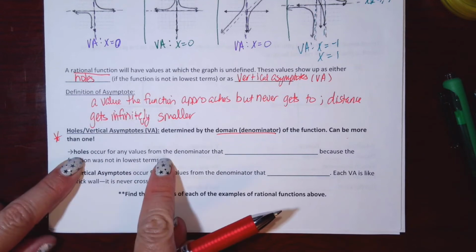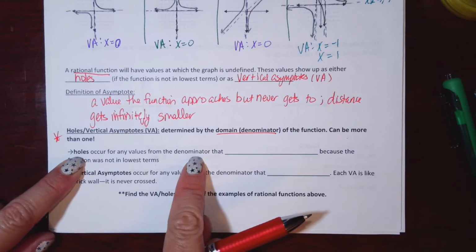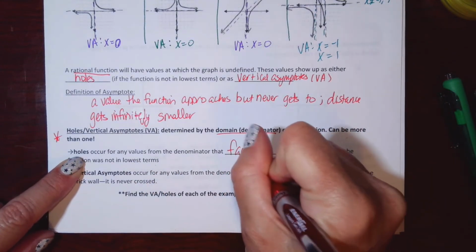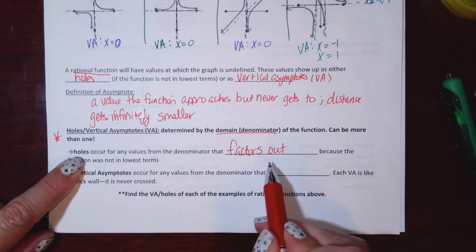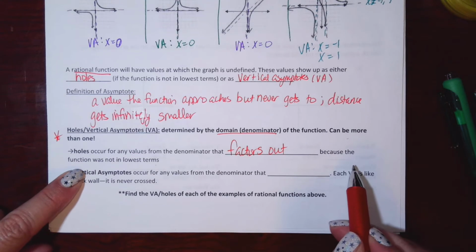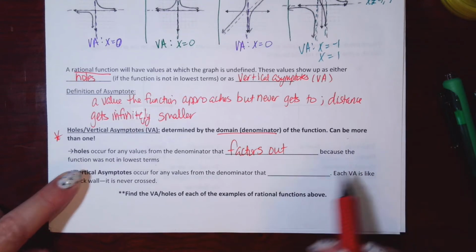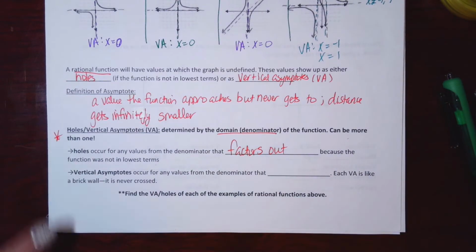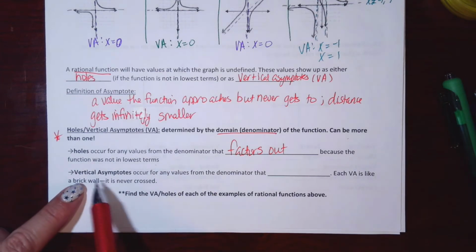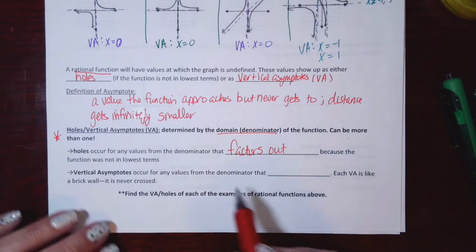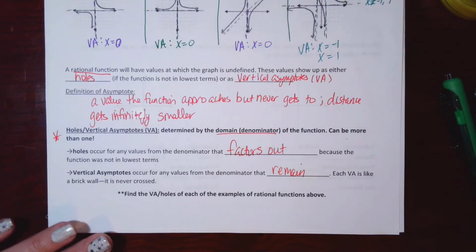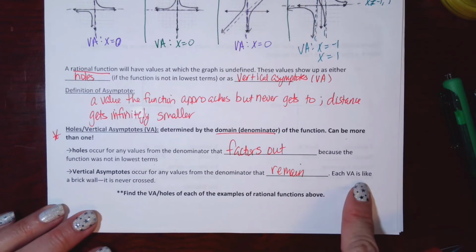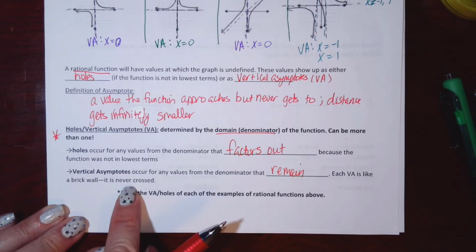A hole occurs for any value from the denominator that factors out because the function was not given to you in lowest terms. So a hole is going to be something that factors out. We haven't had that example yet. Vertical asymptotes occur for any values from the denominator that remain when my function is in lowest terms. Each vertical asymptote is like a brick wall. It's never going to be crossed.